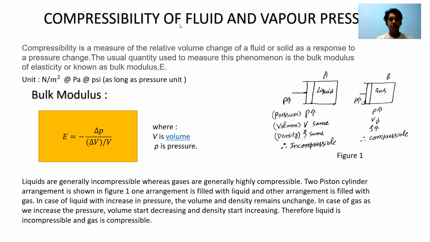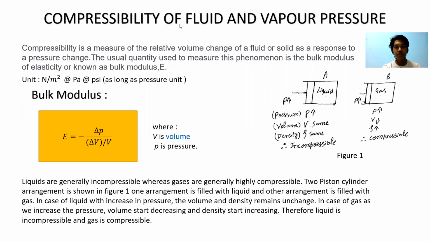Compressibility is a measure of the relative volume change of a fluid or solid in response to a pressure change. The usual quantity used to measure this phenomenon is the bulk modulus of elasticity, known as bulk modulus, which is E. The unit for this compressibility is Newton over meter square, or Pascal, or PSI.